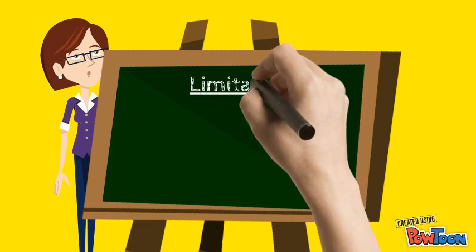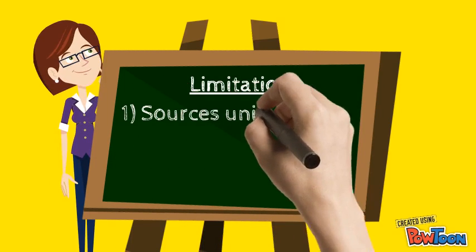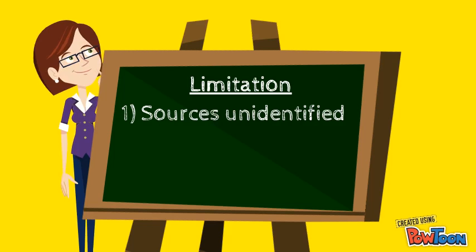Now, what are the limitations of this source? In this article, the sources that the writer used are not identified, which can be a limitation as we are not aware if the writer used a reliable source.